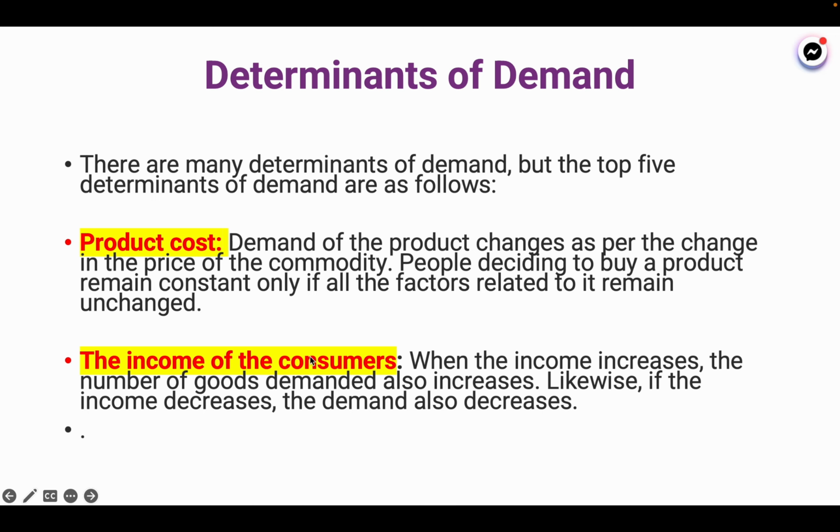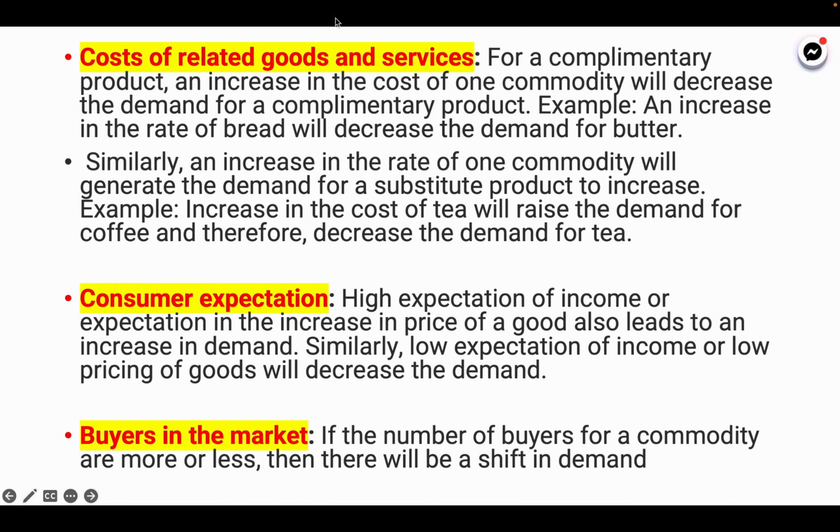And the next is the income of the consumer. When the income increases, the quantity of goods demanded also increases. Likewise, if the income decreases, the demand also decreases. Third, we are talking about cost of related goods and services. For a complementary product, an increase in the cost of a commodity will decrease the demand for its complementary product. Example, an increase in the rate of bread will decrease the demand for butter.